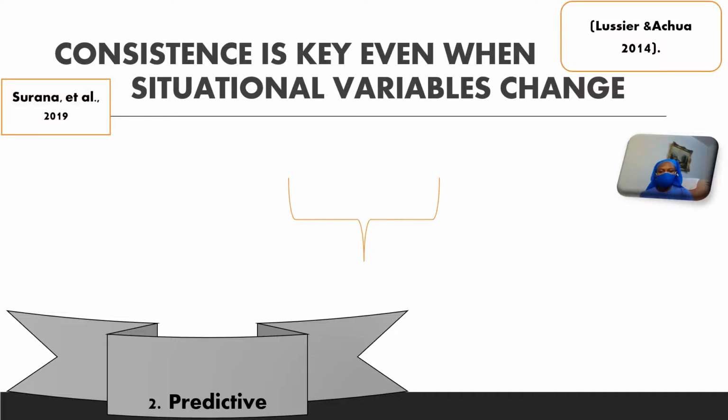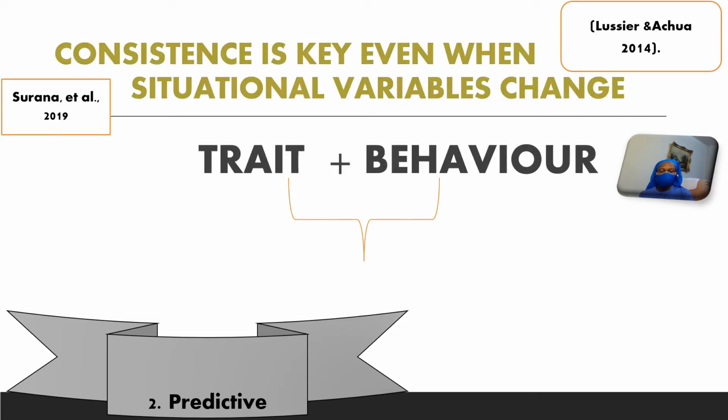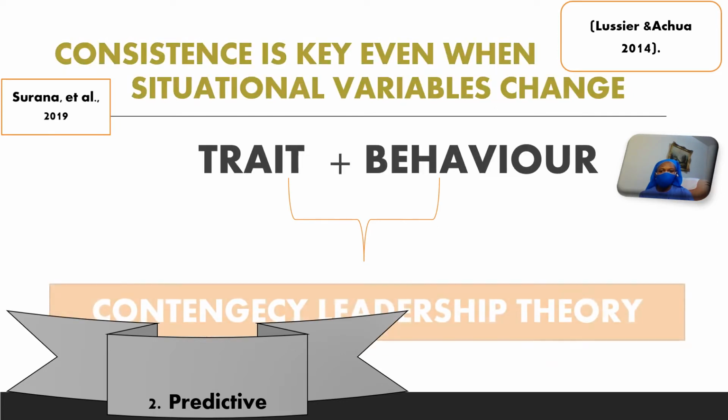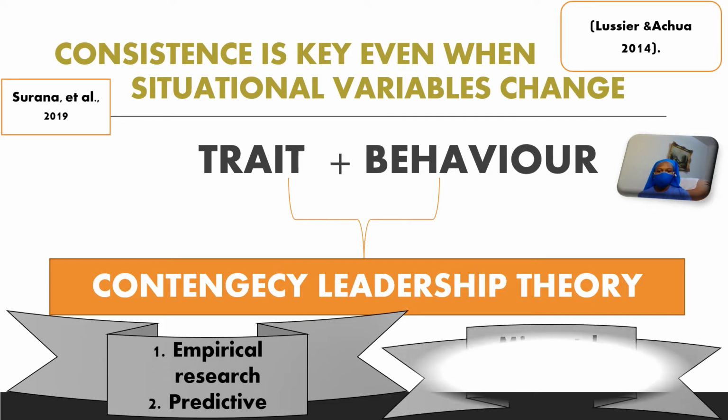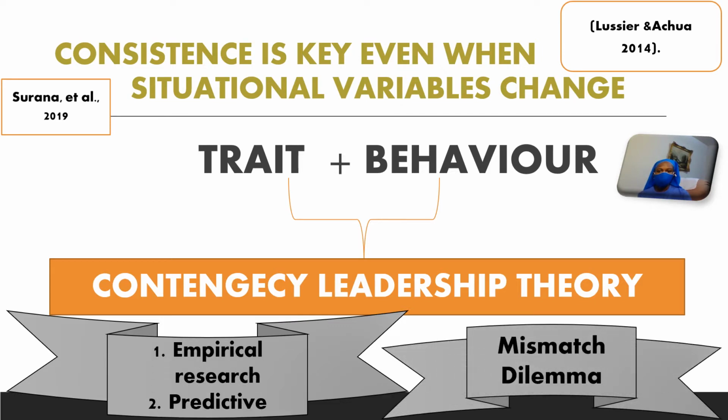So the Contingency Leadership Theory deals with two things. First of all, trait and behavior, and it also emphasizes that consistency is key even when situational variables change. So with this affirmation is where we get the downsides in case there is a mismatch. But most companies use the contingency leadership theory because it helps, especially during empirical research, and it's very predictive.